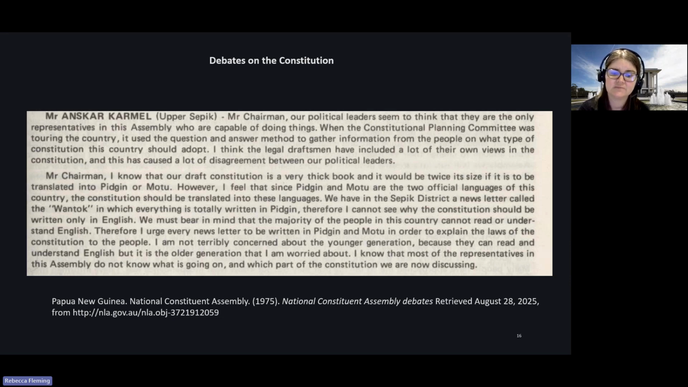Mr. Ansgar Kamel acknowledged the challenge of translating the Constitution into multiple languages, as it was quite a large document already, but he argued that the effort should be made to translate it. And he said, "We must bear in mind that the majority of the people in the country cannot read or understand English. Therefore, I urge every newsletter to be written in Pidgin and Motu in order to explain the laws of the Constitution to the people. I'm not terribly concerned about the younger generation because they can read and understand English, but it is the older generation I'm worried about."